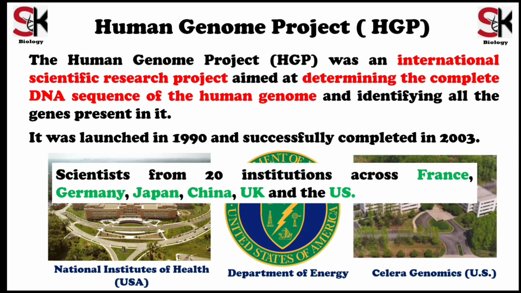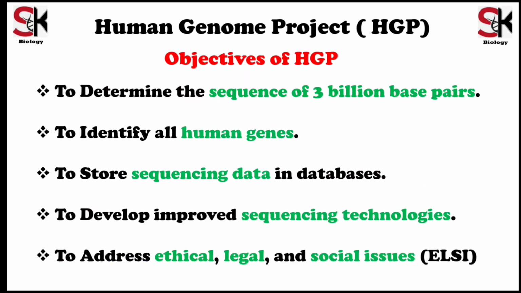Human Genome Project came up with important objectives as follows: to determine sequence of 3 billion base pairs, to identify all human genes, to store sequencing data in databases, to develop improved sequencing techniques, and to address ethical, legal, and social issues. To attain these objectives, scientists worked hard.